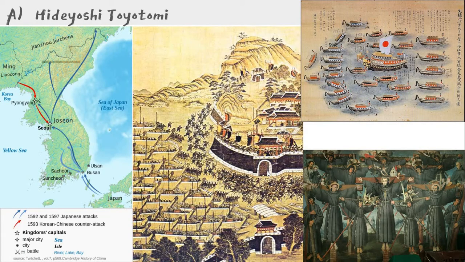Hideyoshi was never able to be declared shogun himself. He lacked the noble birth. In fact, he didn't even have a last name or a family name, so he had to invent his whole family name and family line. So he was never going to be able to be declared shogun. But his own exploits made him hope that someday his son could be shogun.